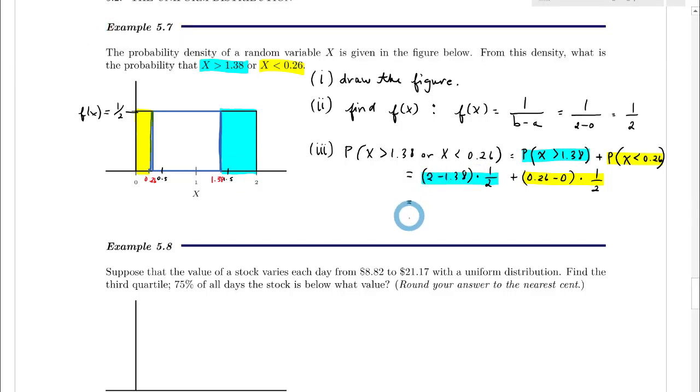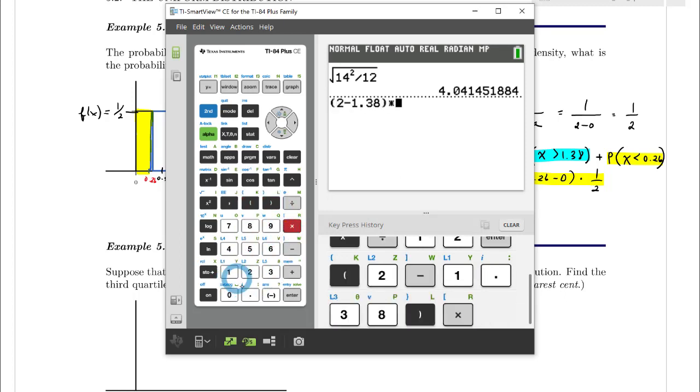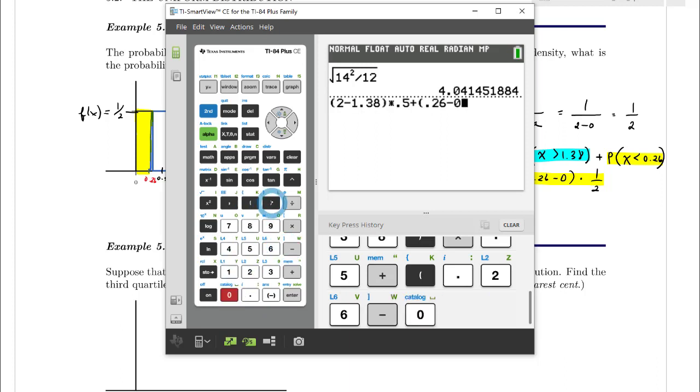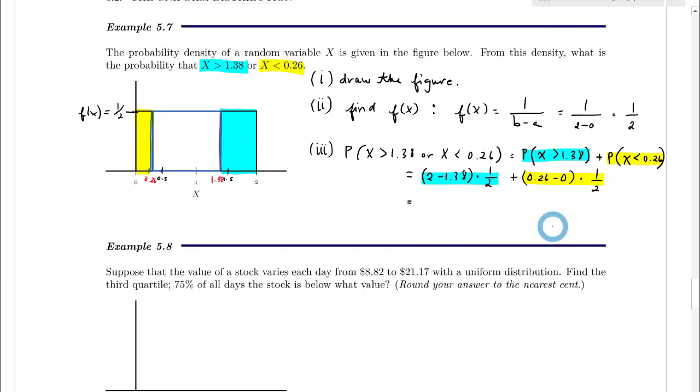Okay, I really wouldn't do much. I would actually just go ahead and use the calculator and just do 2 minus 1.38 times 1/2 plus 0.26 minus 0 times 1/2 and get 0.44. And if you wanted to have the fraction, you could, and get 11/25. So you could either have 11/25 or 0.44.